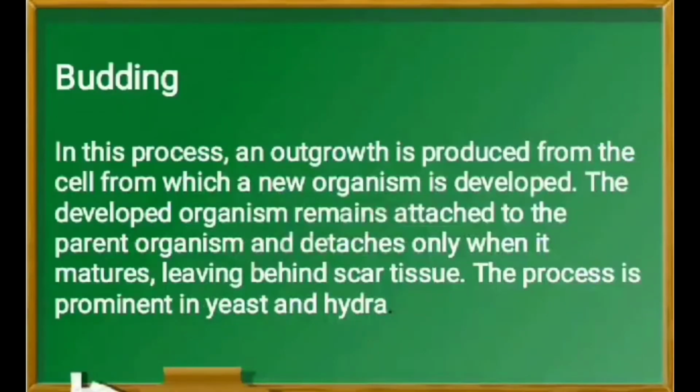Budding. In this process, an outgrowth is produced from the cell from which a new organism is developed. The developed organism remains attached to its parent organism and detaches only when it matures, leaving behind scar tissue. The process is prominent in yeast and hydra.